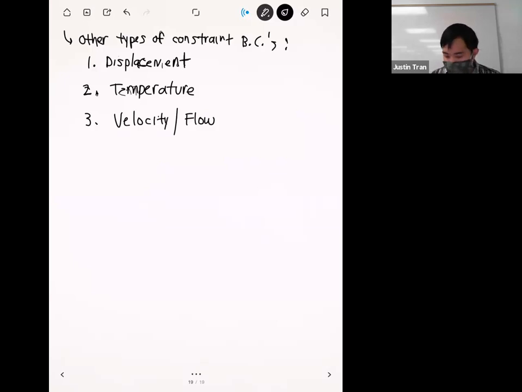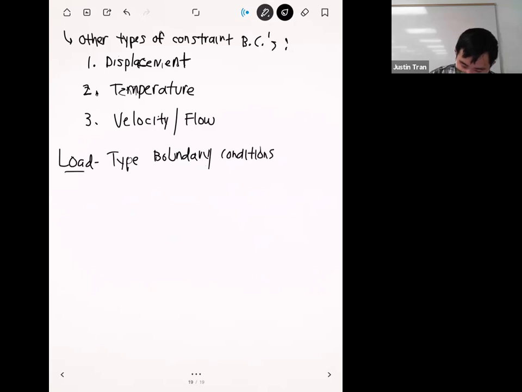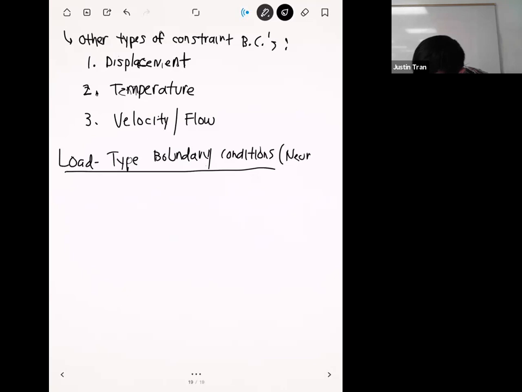Okay. And so those are the constraint type boundary conditions. So now let's start talking about the load types. And so the mathematical term for these types of boundary conditions is Neumann boundary conditions, which again is not that important. It's just the name. But you might hear me slip up and call them Neumann boundary conditions at some point. And so when I say Neumann, what I mean is load type.